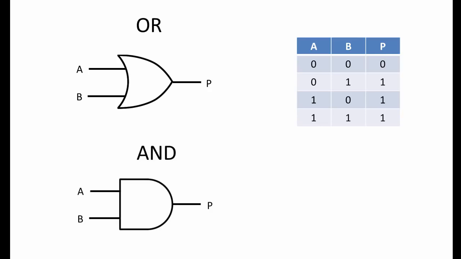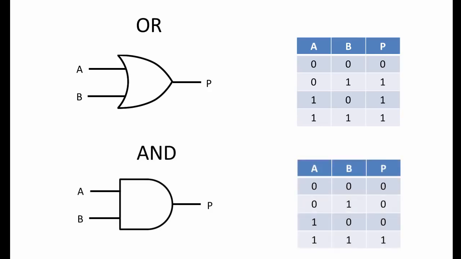This is an AND gate, and this is the truth table that describes its behavior. Any combination of inputs A and B results in a 0 at output P, except when both inputs are 1, in which case the output is 1.